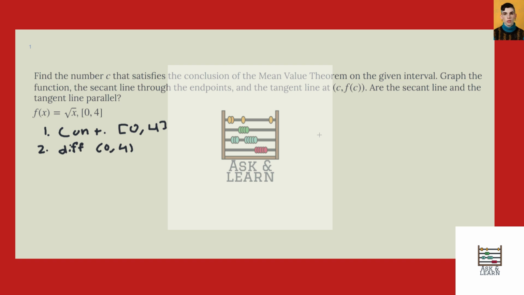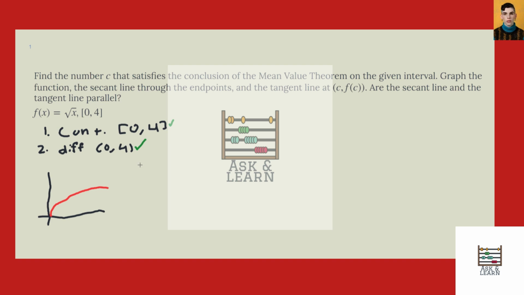Okay, so there are two conditions required for the mean value theorem. One is the function has to be continuous on the closed interval from 0 to 4, and the function has to be differentiable on the open interval from 0 to 4. So, recall the graph of the square root of x looks something like this. It looks like a curve, something like that, and it is defined at 0. So we know it is continuous on 0 to 4, and you can also take the derivative at any point along this function, so we also know it's differentiable.